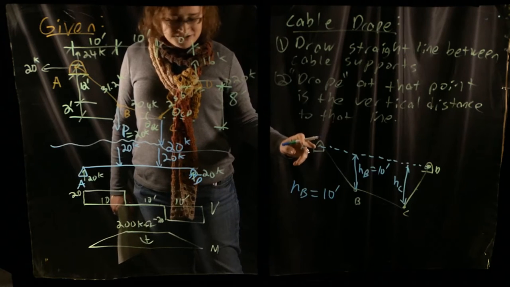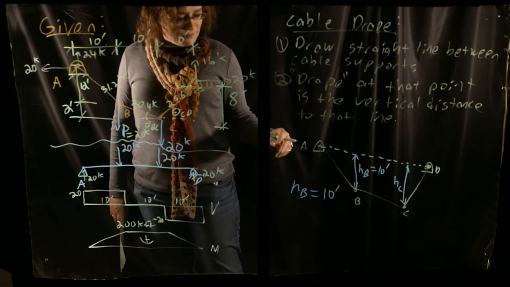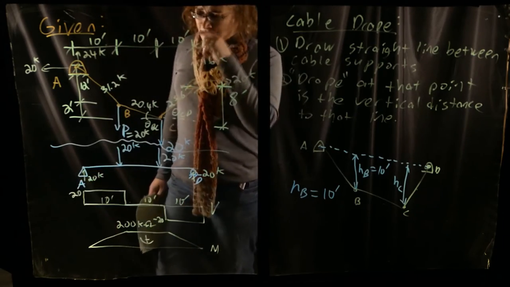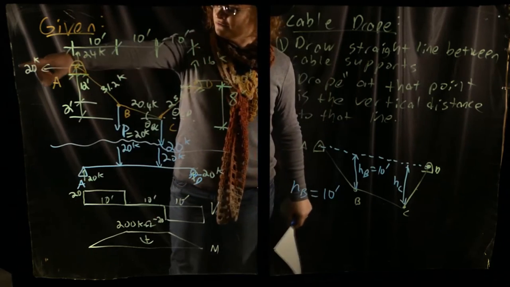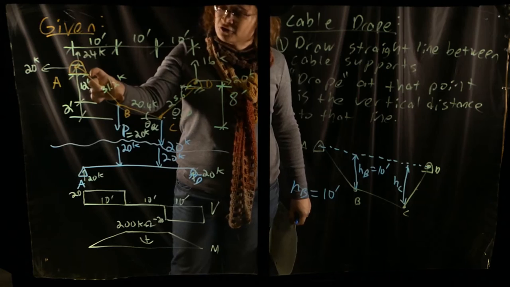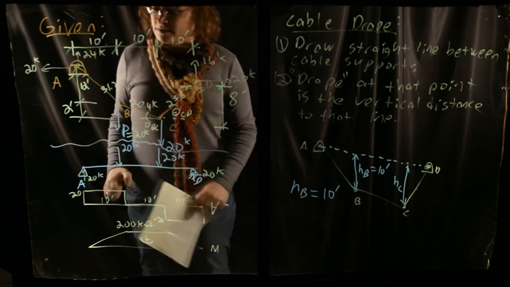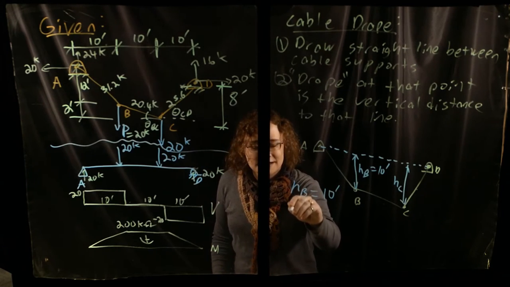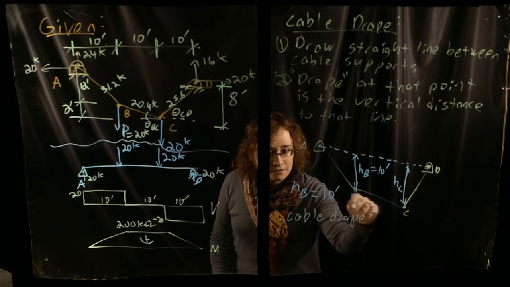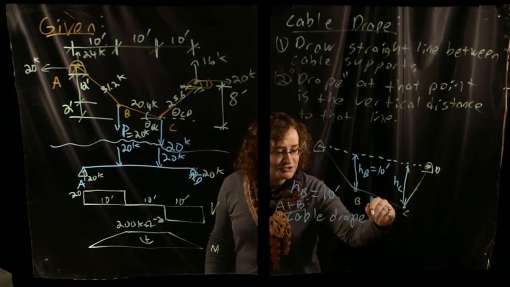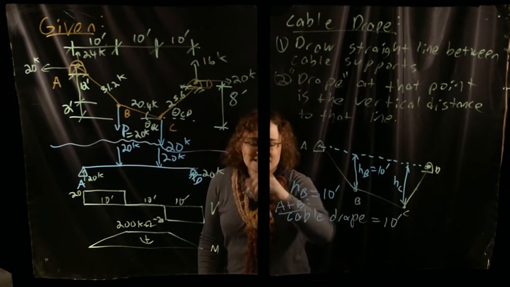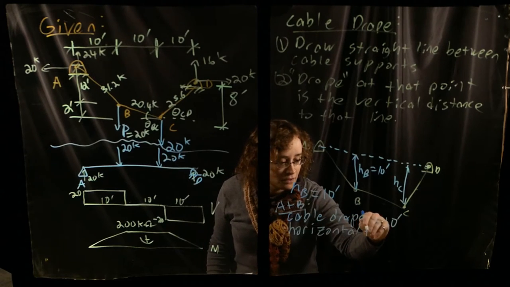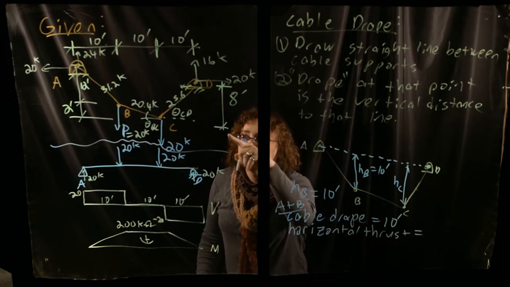Now, this is interesting for the following reason. Let's think about this. Our horizontal restraining force, the same as the horizontal component of the force in this segment, is 20 kips. But something interesting: we have a cable drape at B of 10 feet. And our horizontal thrust, that is the horizontal component of our cable at that location, is going to be 20 kips.